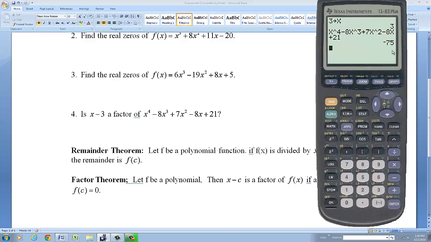Okay, so I did not get 0. So that means that x minus 3 is not a factor. If this had come out to 0, then it would be a factor. So again, there's 3-4 different ways you could work this problem.